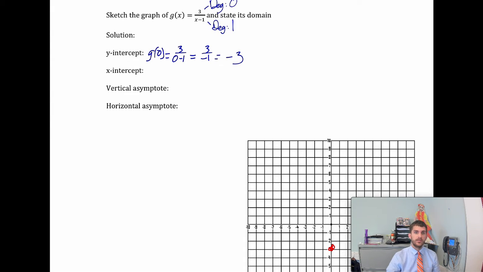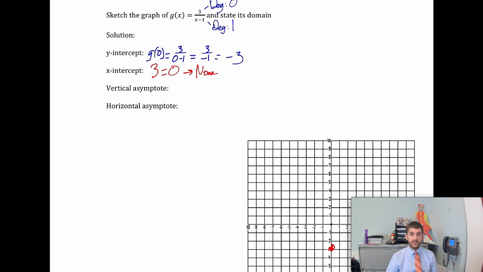Now the x-intercept. Set your numerator equal to 0. So in other words, what value of x makes 3 equal to 0? There isn't anything. So we're going to say there is none. 3 is never equal to 0.